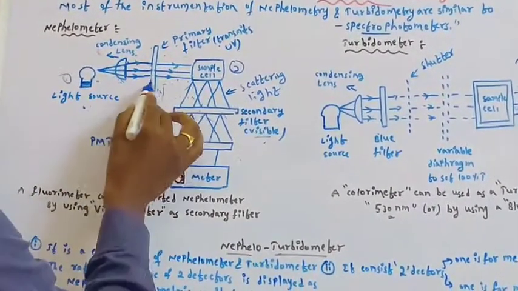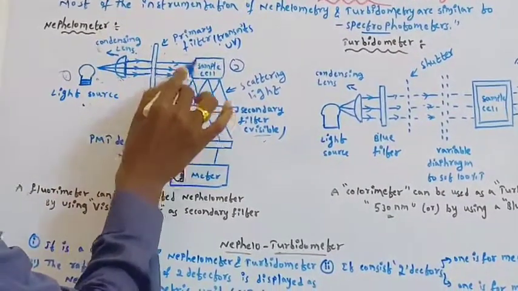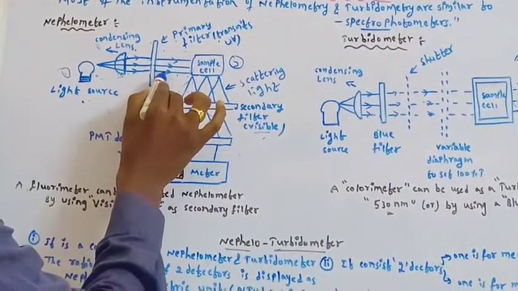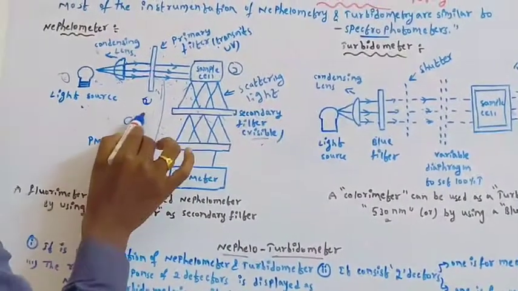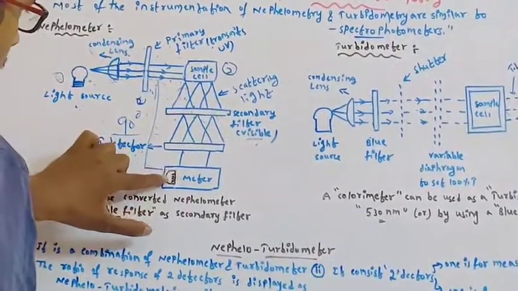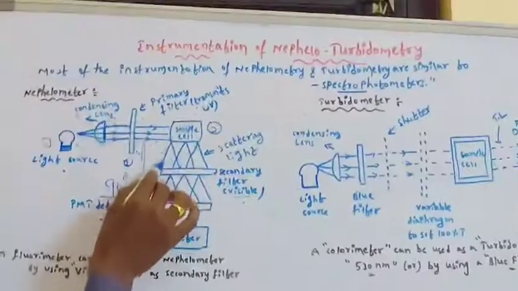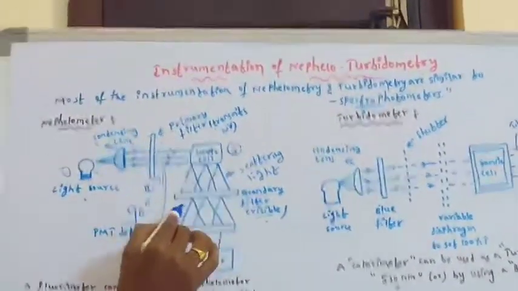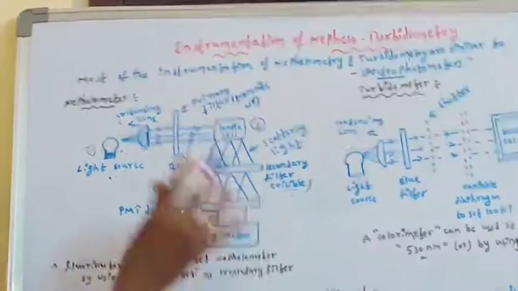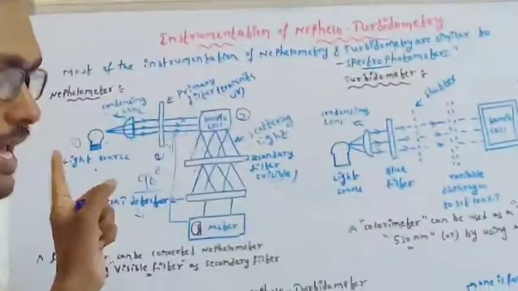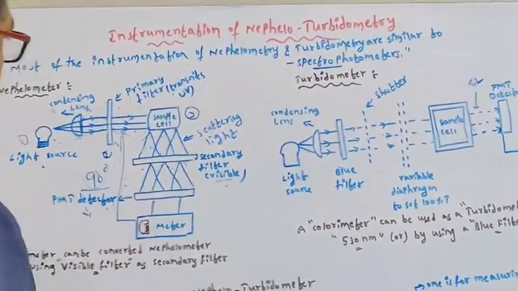Here you can see this is the incident light, which is coming from the radiation source. The incident light is falling onto the sample cell, and you can see the angle to be measured. The detector is placed at a 90-degree angle to the incident beam. So the scattered light is measured at a 90-degree angle to the incident beam by using the detector. Keep the 90-degree angle in mind. This is the working of the nephelometer.